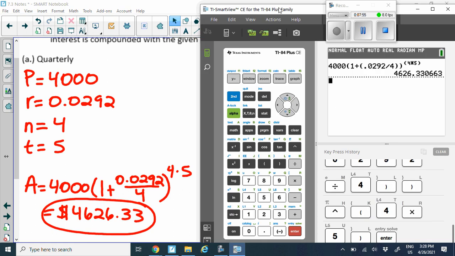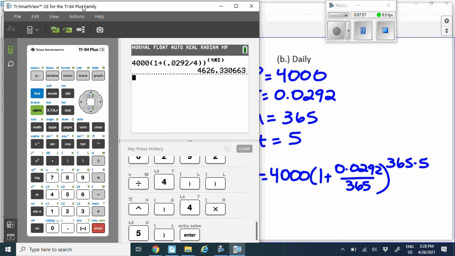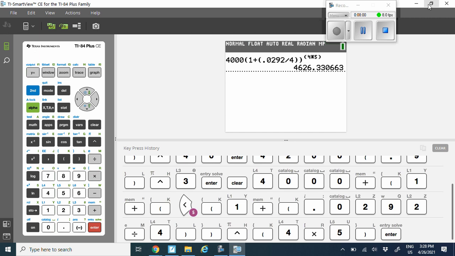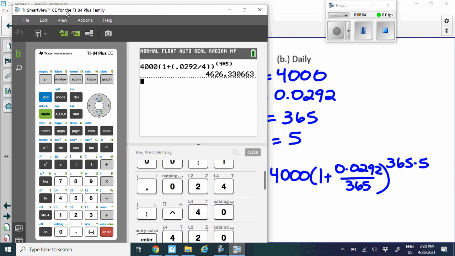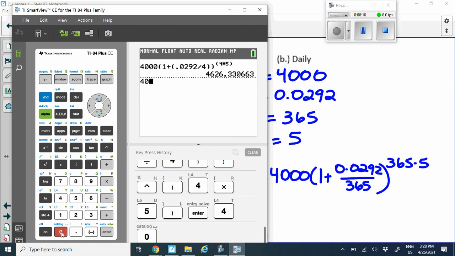Now, before I plug this in, if we are compounding more often, do you think the money that we're going to get is going to be bigger or smaller than when we compounded quarterly? Well, hopefully you said bigger because we are compounding more often. So that means we should get a little bit more money. Maybe not significantly more, but for this amount we will.